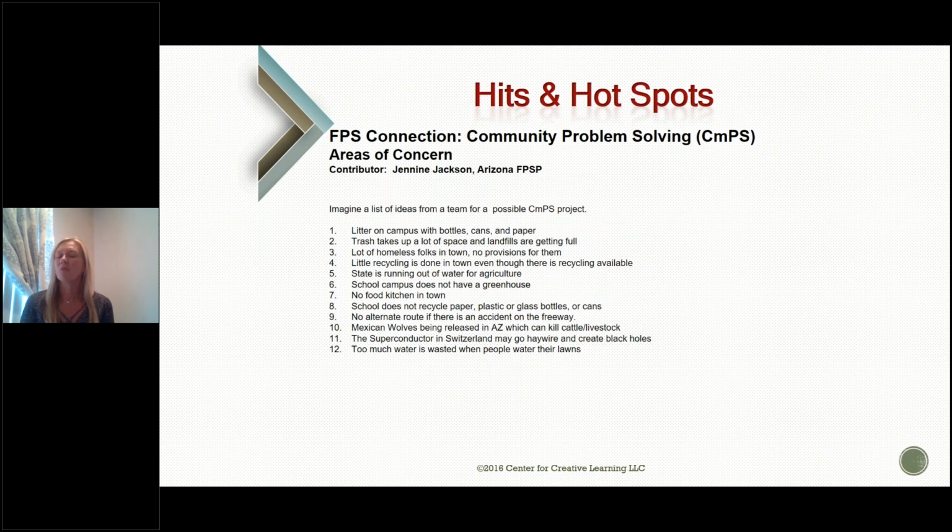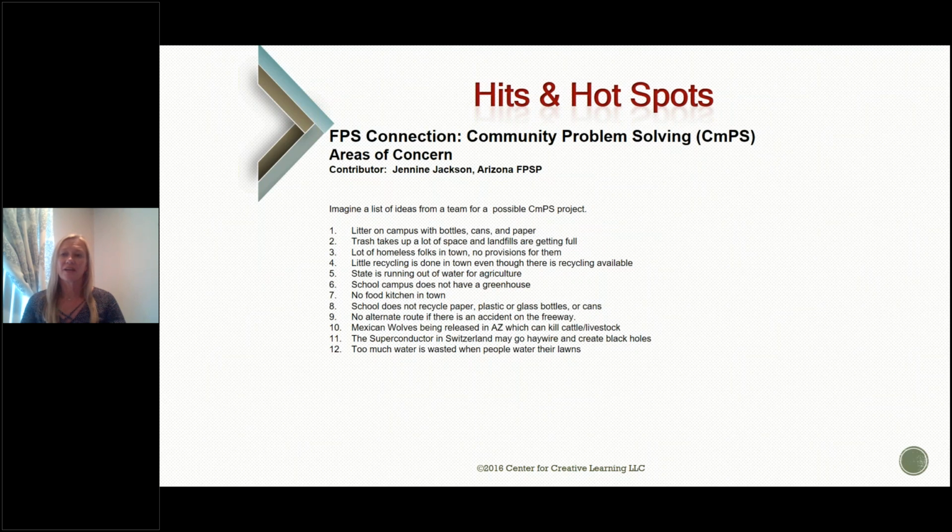Certainly we could have a lot more, but in this example, we just have these 12 ideas of a community problem solving project. Maybe it's reducing litter on campus. Maybe it's helping recycling. Maybe it's that your state or region is running out of water for agriculture. Maybe there's no food kitchen in your town. So all of these ideas have been generated.